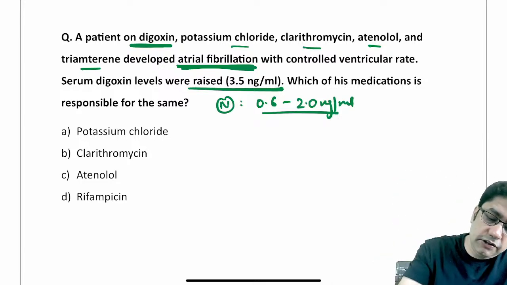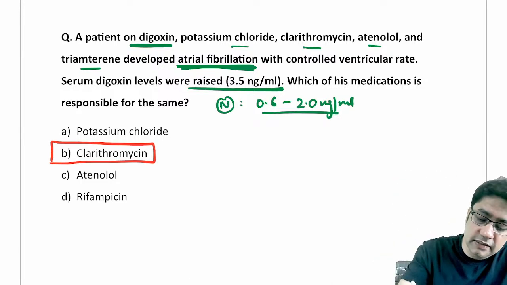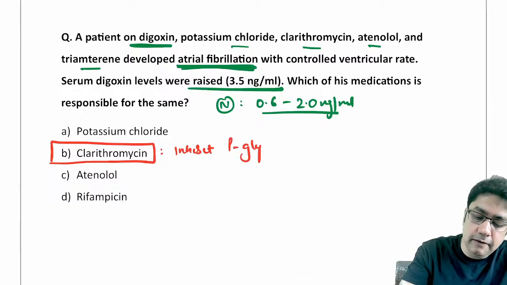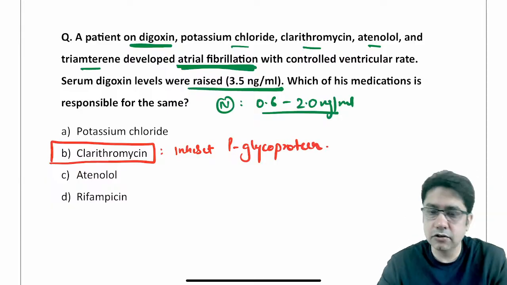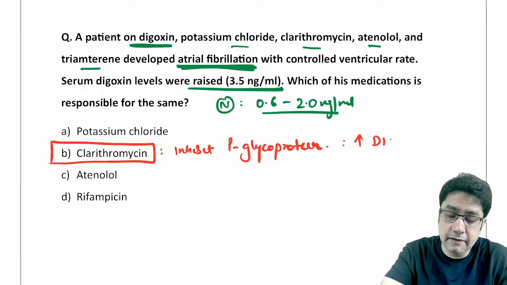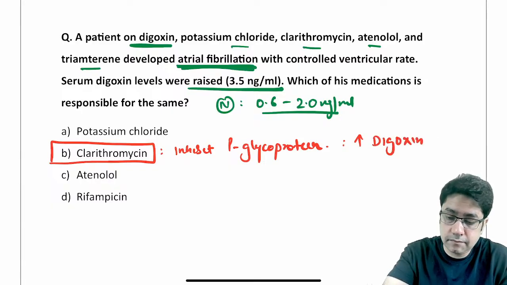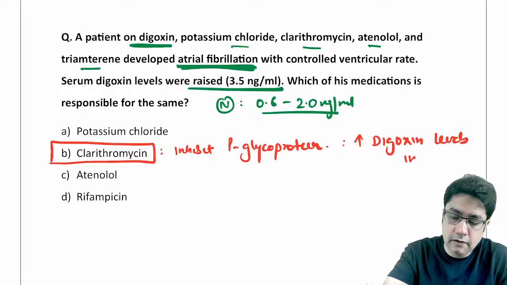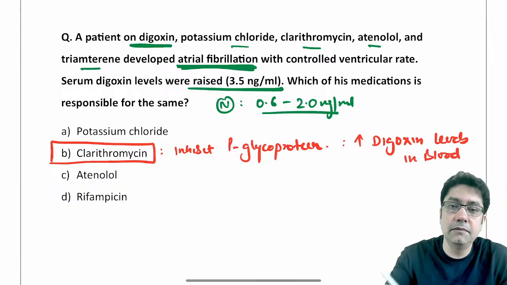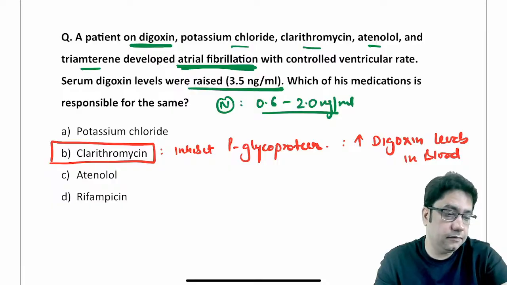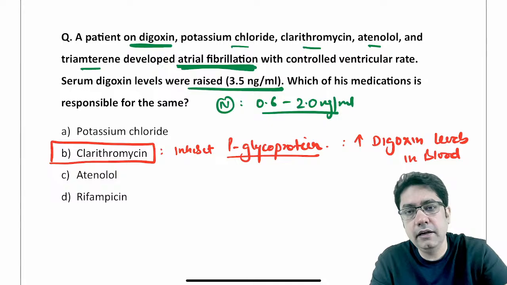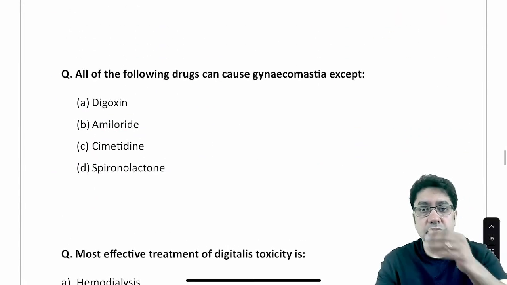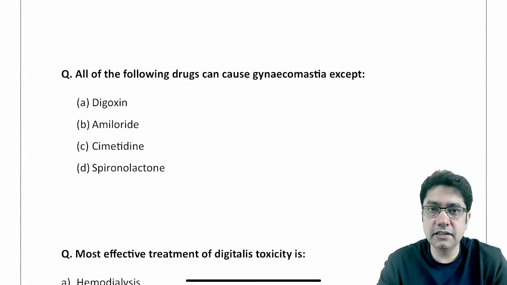So the answer of this question is clarithromycin, because we have discussed clarithromycin inhibits which protein? P glycoprotein. And digoxin is excreted into the urine by P glycoprotein. So it will increase digoxin blood level. Increase in digoxin blood level will lead to arrhythmias on heart. No, not CYP beta, P glycoprotein. Here in this case, it's a P glycoprotein inhibitor.